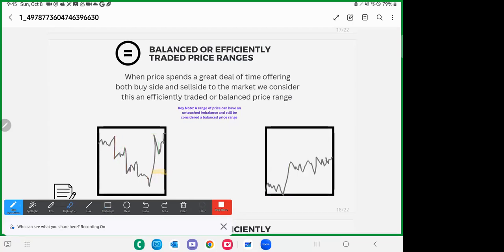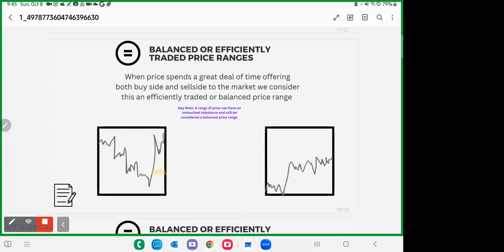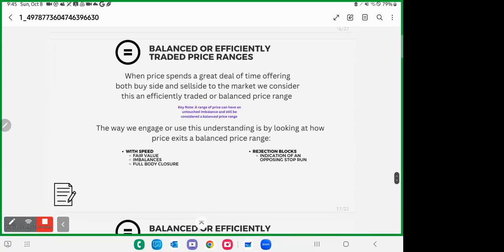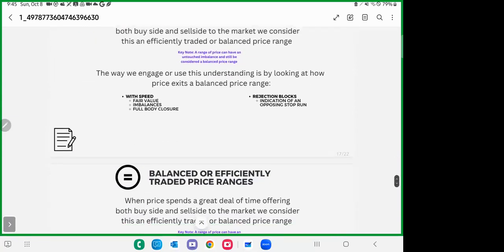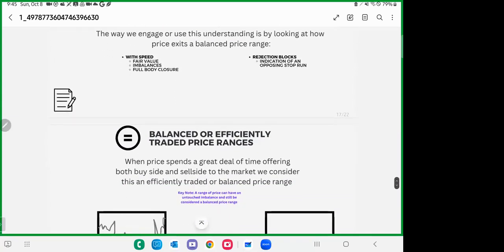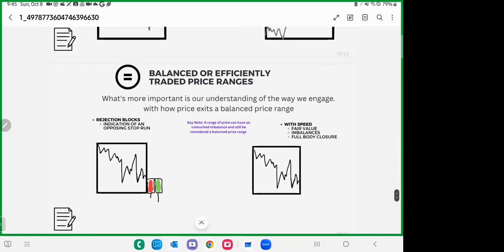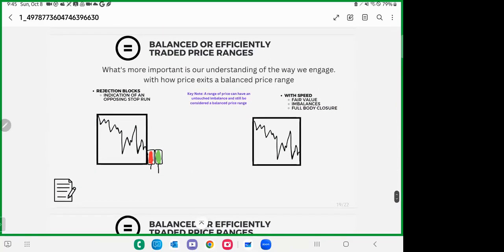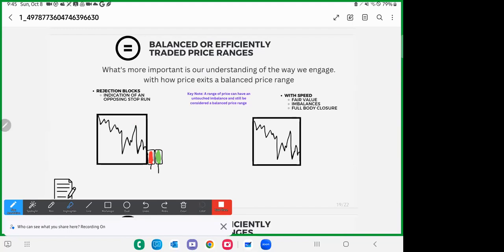Now, going back to what was mentioned about looking at a balanced price range and studying how price actually leaves that range. When you're looking at price, and let's say price is basically offered buy and sell side through this little range here. We spent a lot of time in here. When you see this, what you should say to yourself is, when price leaves this range, that's sort of like price kind of choosing its fate, right?